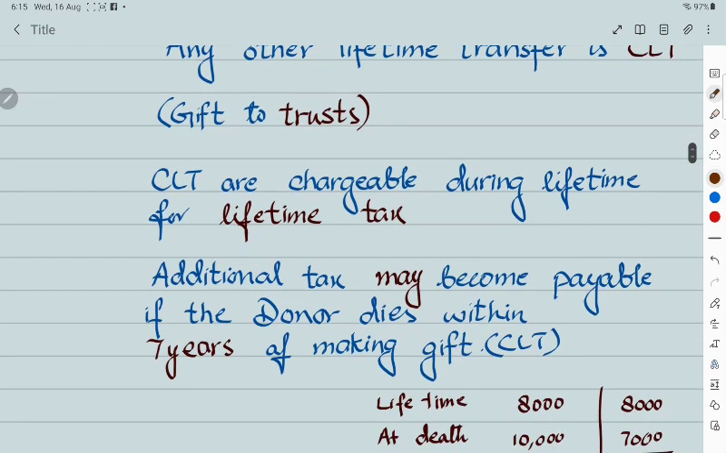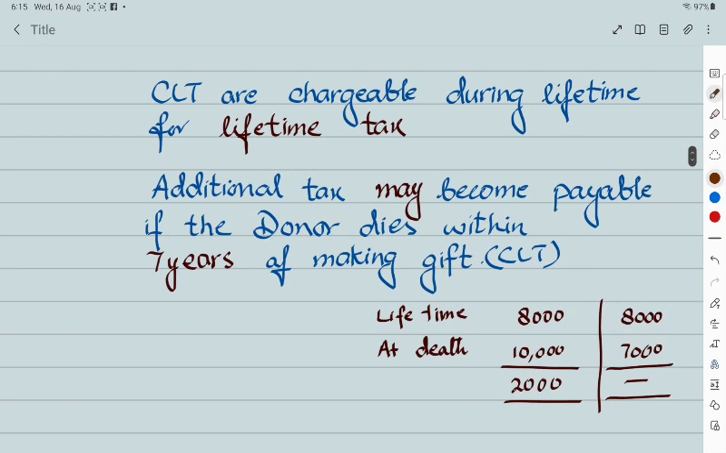Additional tax may become payable if the donor dies within 7 years of making the gift, in which case additional tax has to be considered. For example, if during the lifetime the tax charge is 8,000 and at death the tax is calculated again and the charge is 10,000, it means that 2,000 further tax or additional tax may become payable if the donor dies within 7 years. But remember one point, if during the lifetime tax is charged at 8,000 and at the date of death of the donor when tax is calculated the tax charge is 7,000, in that case there is no refund of tax. There is no refund of tax.